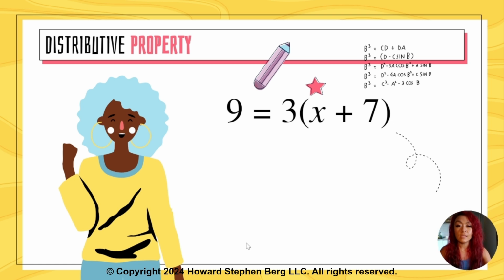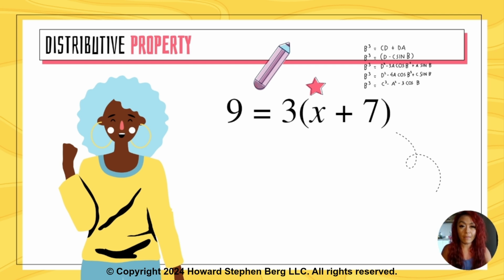Now, I'm going to tell you how to read this properly, how to read it like a mathematician. Many people might read this as 9 equals 3 times x plus 7. But that is actually incorrect. That's the incorrect way of reading this. The proper way of reading this would be 9 equals 3 times the sum of x and 7.